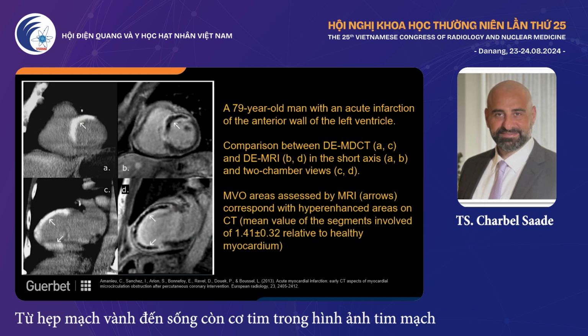Here is another one, a 79-year-old male with an acute infarction of the anterior wall of the left ventricle. You can see it's quite obvious. Look at this significant enhancement here. Now, when we looked at the microvascular obstruction areas by MRI, they correspond to the hyper-enhanced areas relative to the CT value, and it shows that quite nicely there and there.